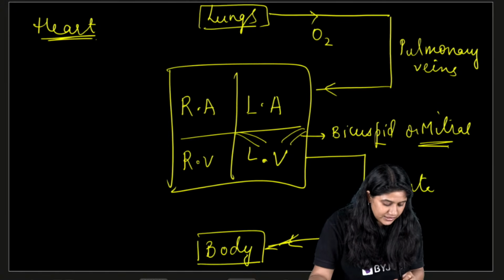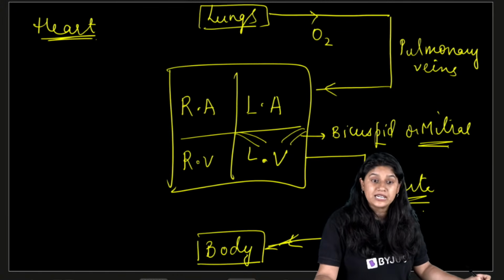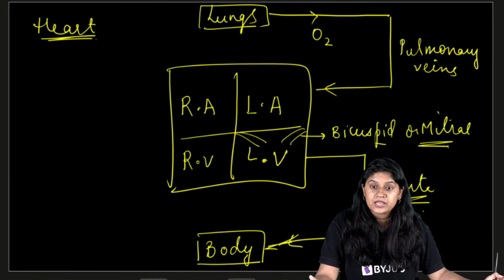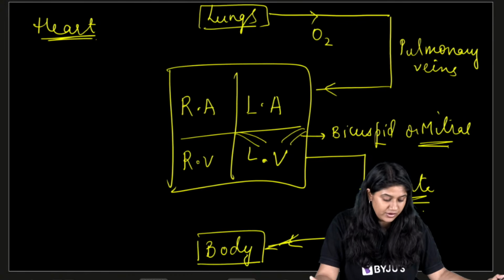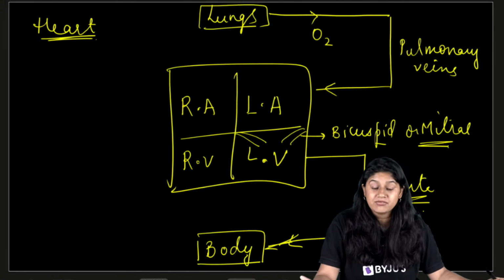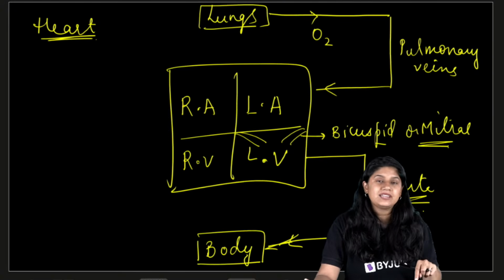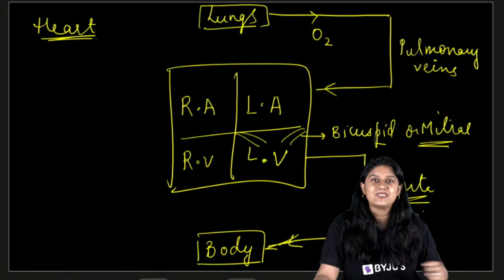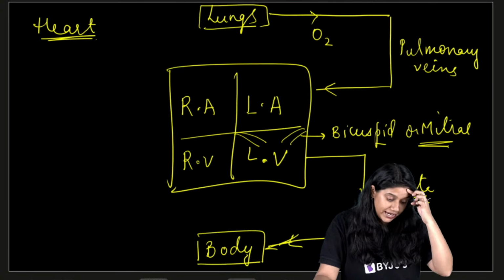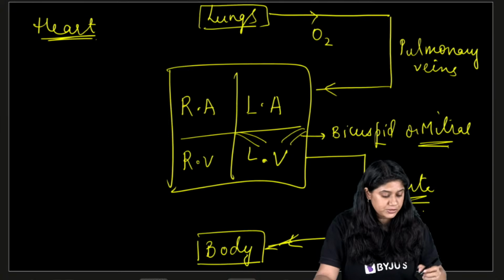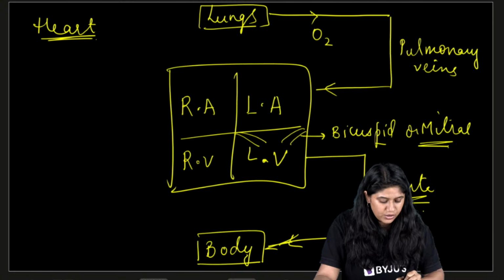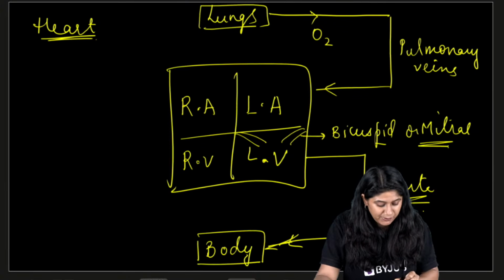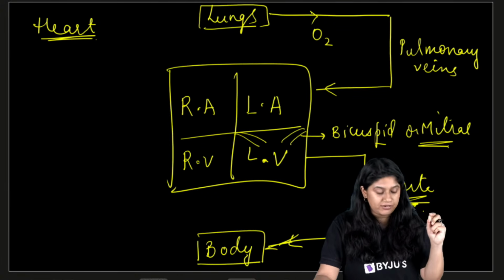We have the aorta that carries the oxygen-rich blood. Everyone, are we clear? That's the valve. Which valve do we have between the left atrium and the left ventricle? We have the bicuspid valve. Then we have one more valve between the left ventricle and the aorta. We call it the aortic semilunar valve. With the name of the aorta, we'll remember the semilunar valve.